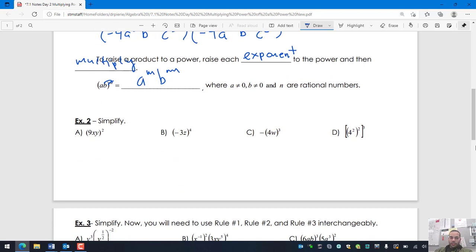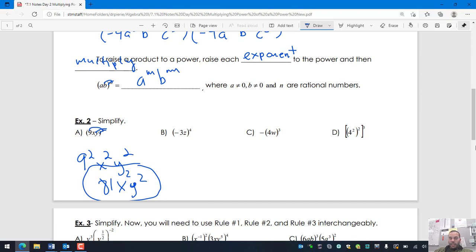The first one we see here is 9xy squared. The easiest way to do this is just take 2 and distribute it to each specific piece as an exponent. It should be 9 squared, x squared, and then y squared. And then you can typically clean these up because 9 squared is not the best way to write that number. 9 squared is the same thing as 81. 81 x squared y squared is my final answer in simplest form.